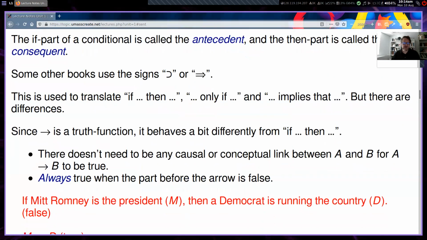Now, we're going to use this to translate if-then, or only if, or implies that, but it's a truth function, so all it cares about is the truth or falsity of the inputs. Now, the phrase if-then in English probably isn't actually a truth function. It probably does care about there being a link between the two parts.